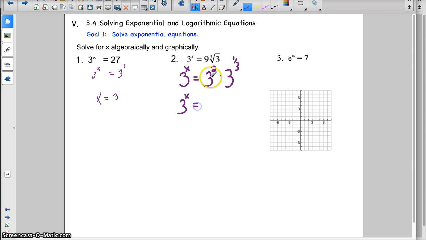Recall that when you multiply like bases, you perform that multiplication by adding the exponents. So we would add 2 plus 1/3, which is 2 and 1/3. So now that the bases are equivalent, our exponents are equivalent, x is equal to 2 and 1/3, or if you prefer, you're welcome to rewrite that as 7/3.